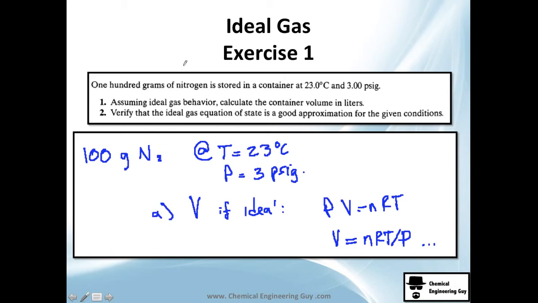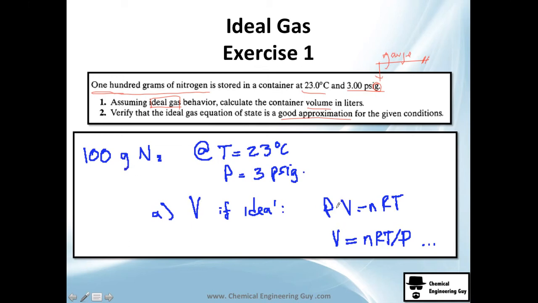Let's do this exercise. 100 grams of nitrogen are stored in a container at 23 Celsius and 3 psi G. This G means gauge. Hopefully you know gauge is not absolute, it's just what your equipment measured. So we're going to see how to treat this later. They ask you to assume ideal gas behavior and calculate the volume, then verify this is a good approximation. Anyways, let's do letter A.